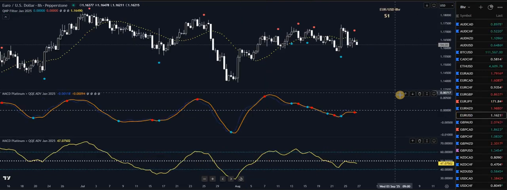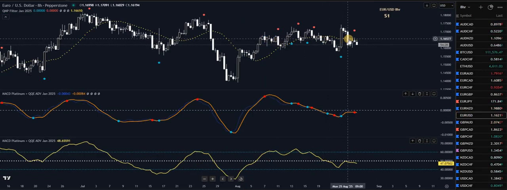Euro USD. You can see the market's just absolutely rubbish. That's the Euro USD. You know, it moves nicely normally, but this month it's just been absolutely rubbish. And no trades at the moment, not much setting up either.